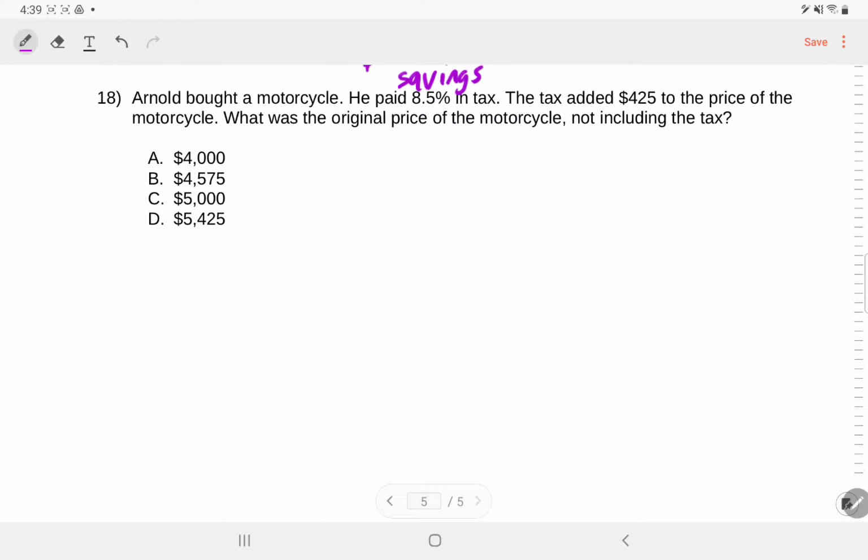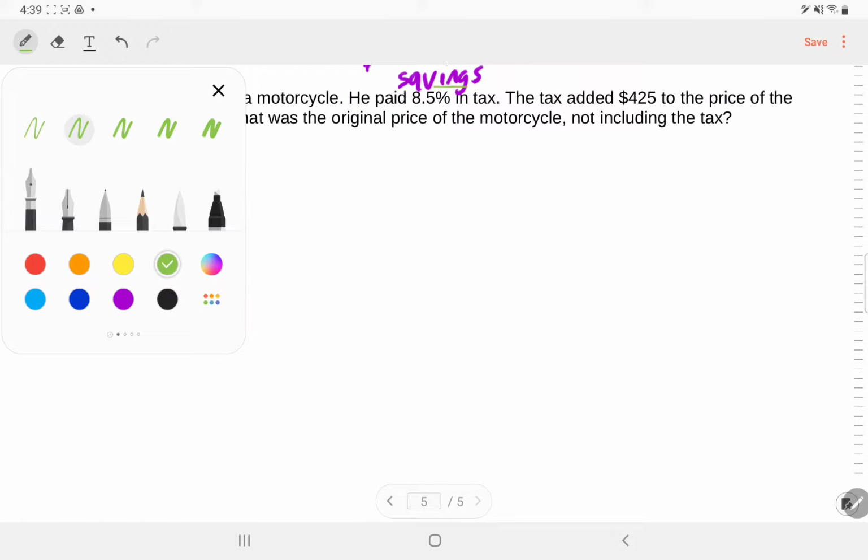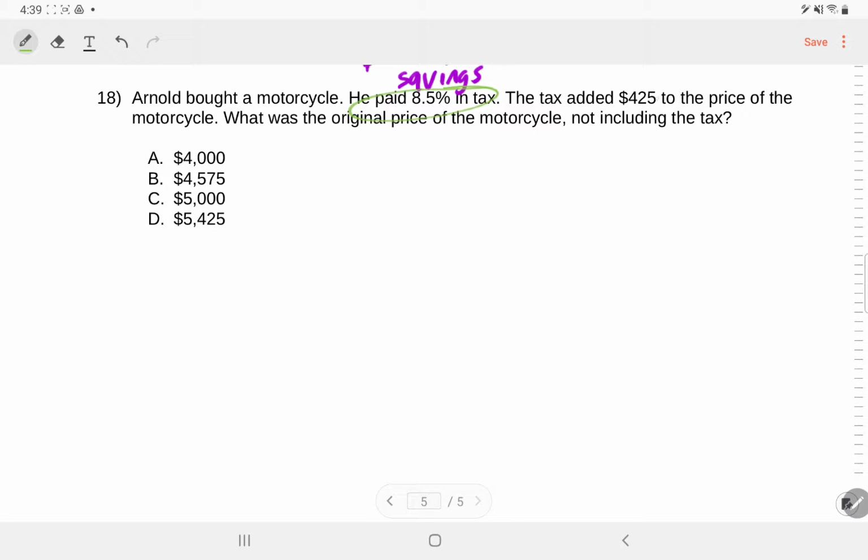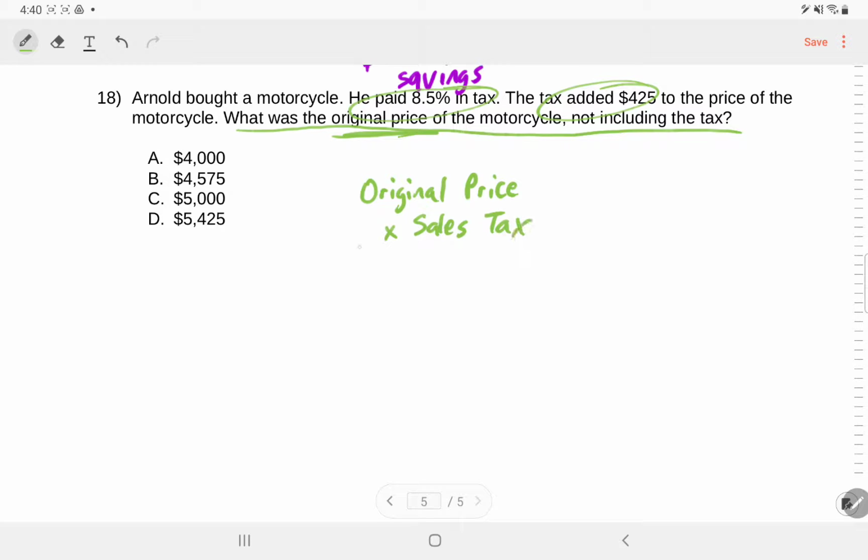Last problem. Arnold bought a motorcycle. He paid 8.5% in sales tax. The tax added $425 to the price of the motorcycle. What was the original price of the motorcycle, not including the tax? Okay, so this one's interesting. We know that we take the original price and we multiply it by our sales tax, and we'll figure out the tax added.